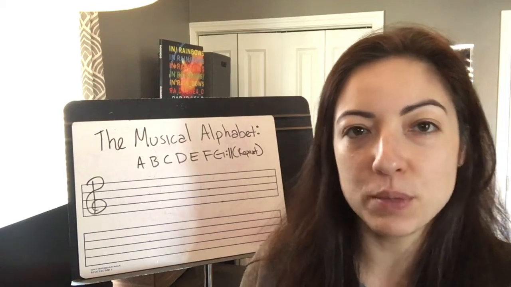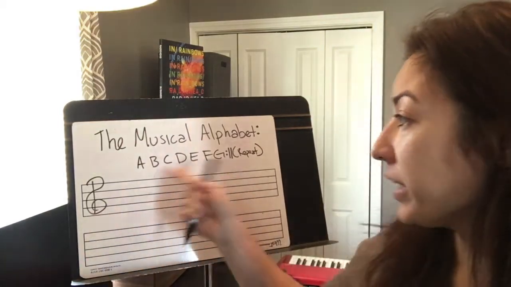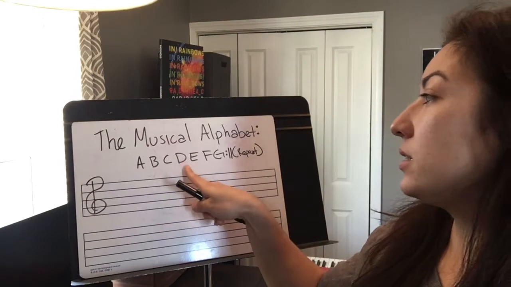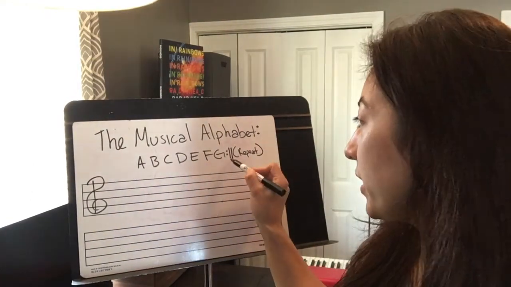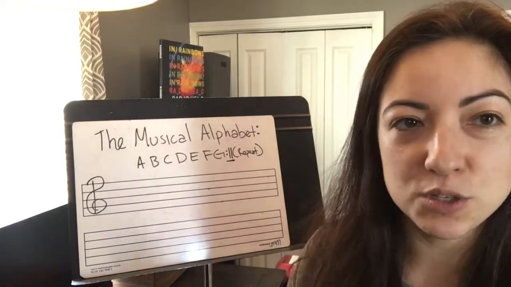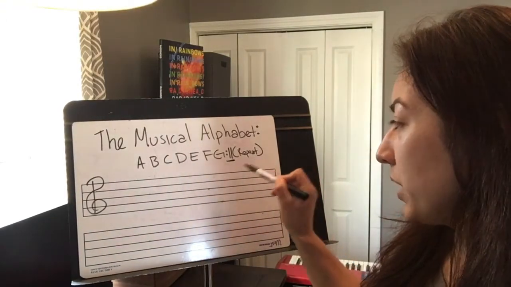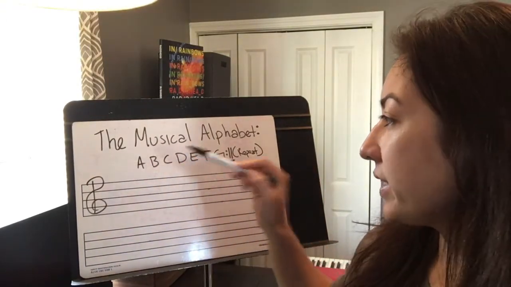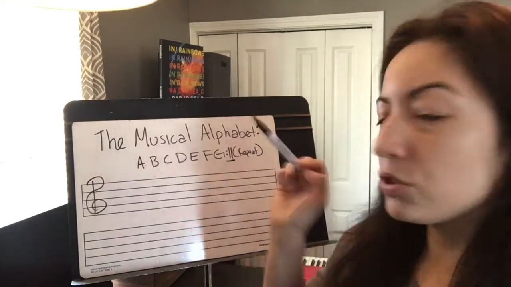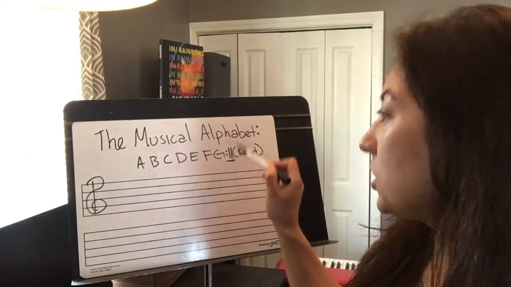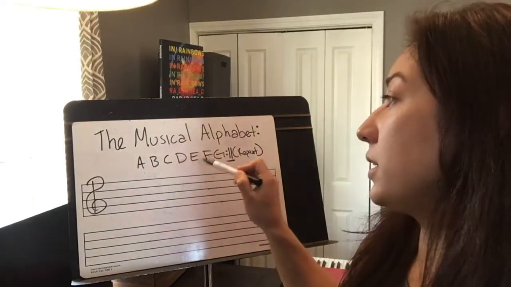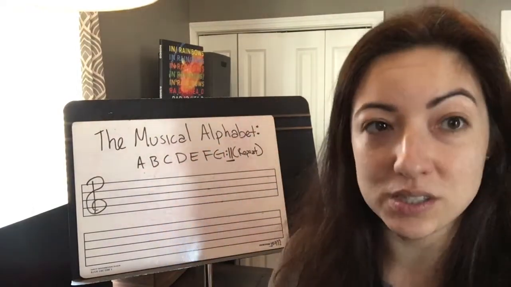Now let's talk about the musical alphabet. So I've written it here: A, B, C, D, E, F, G, and then I put this symbol here, just in case you recognize it, it means repeat. So then every time you make it up to G, you just go straight back to A. A, B, C, D, E, F, G, A, B, C, D, E, F, G, and it just keeps repeating.